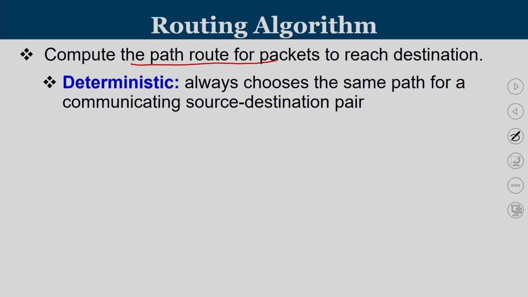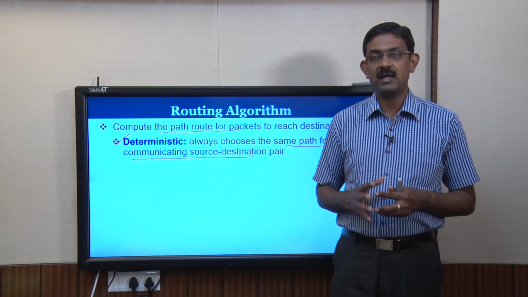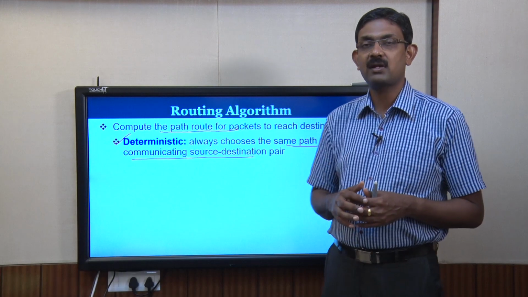Routing algorithms are divided into 3 based upon how you pick a route. The first one is called deterministic routing, where you always choose the same path between a pair of source and destination. So, whenever you travel from A to B, if you apply deterministic routing, every packet from A to B will follow the same path, irrespective of the traffic conditions.